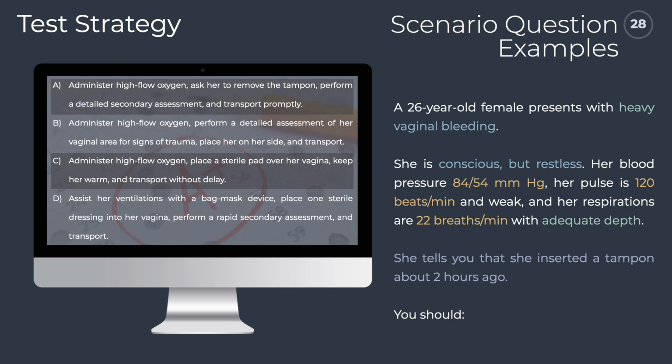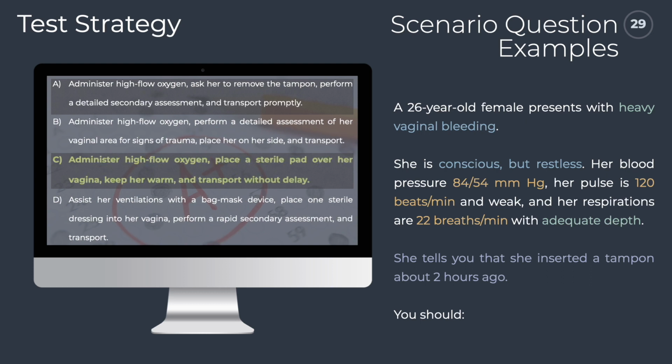So with the patient showing hallmark signs and symptoms of hypovolemic shock, we can see that the answer is C. Administer high-flow oxygen, place a sterile pad over her vagina, keep her warm, and transport without delay. Answer A is incorrect because we know from our studies that removing an object from a patient's body from which there is bleeding is contraindicated unless it interferes with the airway or breathing. This answer is a classic example of being almost correct but failing in one portion, which invalidates the entire question.